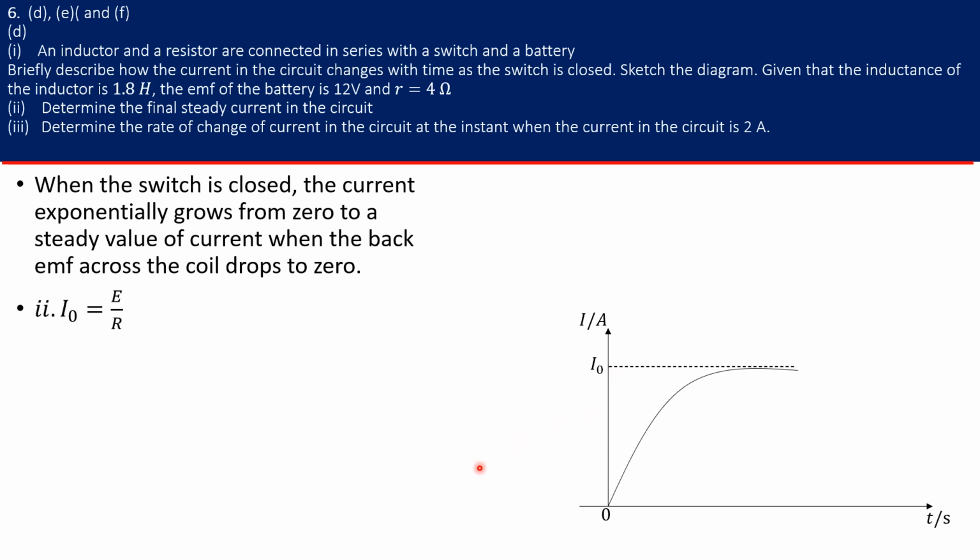To get that steady current, of course, is E over R. So the EMF is 12 volts divided by the resistance of the resistor, and we get 3.0 amperes. That's our maximum steady current.